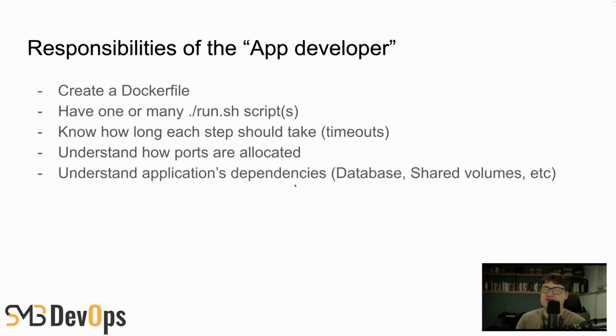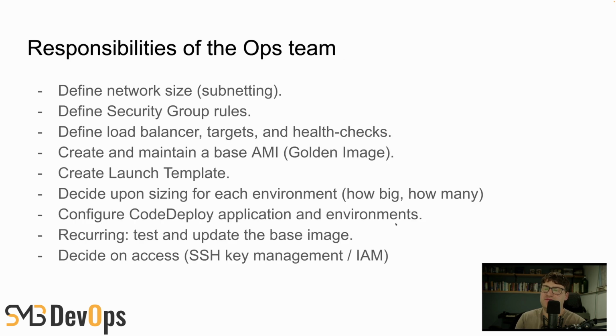So for example, if you're doing voice communication, you might need UDP port 10,000 through 20,000 open on that instance. And then of course, the developers should understand their application's dependencies. So if there's databases, a need for shared file storage or anything like that, they should be able to understand that and be able to communicate that to the ops team.